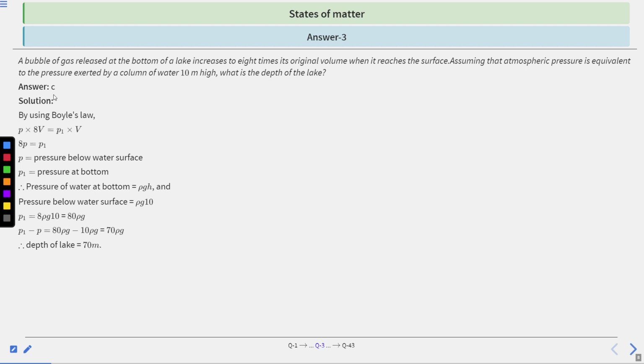Okay, so the correct answer is option C. By using Boyle's law, P1V1 will be equal to P2V2. So here P8V is equal to P1V. That is 8P will be equal to P1 because V gets cancelled out. Here P is pressure below the water surface and P1 is pressure at the bottom. Therefore, pressure of water at the bottom will be equal to rho gh, that is the formula of pressure. Density, g into h, and pressure at the water surface will be equal to rho g and h is 10 as given in the question. So P1 is coming out as 8 rho g into 10, that is 80 rho g. So P1 minus P is 80 rho g minus 10 rho g, that is 70 rho g. And in the 70 rho g, h is 70 meter. So the depth of the lake is 70 meter. Hence option C is the correct answer.